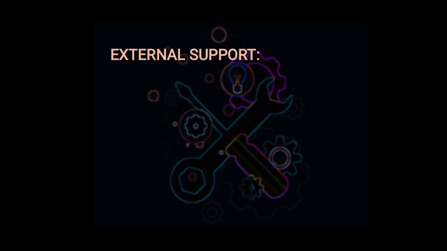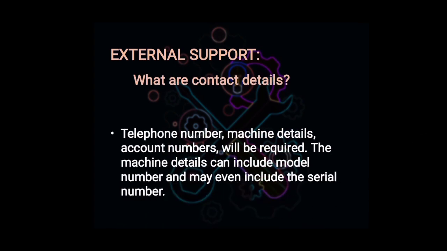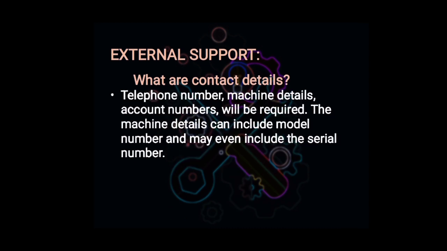External support. External support refers to assistance from persons outside the firm. What are contact details? Telephone number, machine details, account numbers will be required. The machine details can include model number and may even include the serial number.